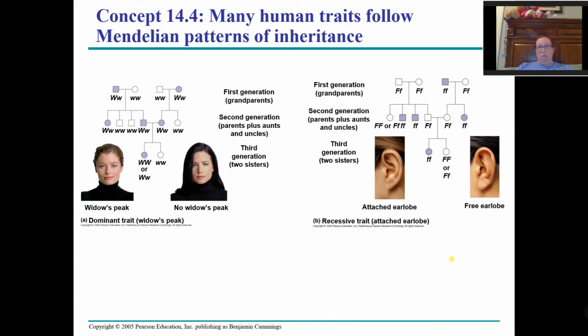All right, so here are some inheritance patterns. These are both actually Mendelian. One of them is the widow's peak and the other one is the attached earlobe. Dominant is the widow's peak, and you can see here this is a widow's peak. And dominant here is the free earlobe, or unattached earlobe.